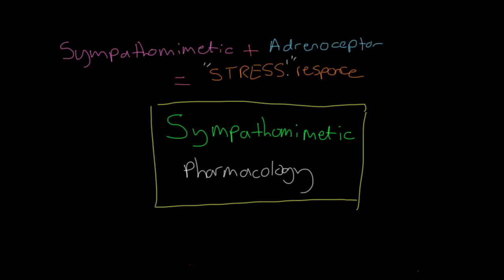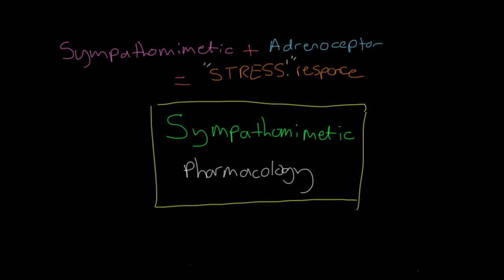In this video, I'm going to take a look at sympathomimetic pharmacology. A sympathomimetic drug is any chemical that either directly stimulates an adrenoceptor or promotes increased production of the body's own endogenous stress molecules, the catecholamines. In the realms of pharmacology, sympathomimetic compounds are more commonly referred to as adrenoceptor agonists.